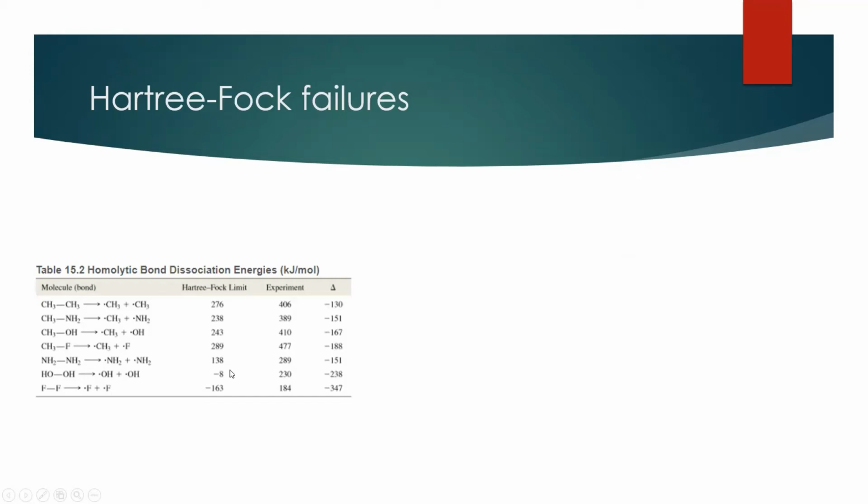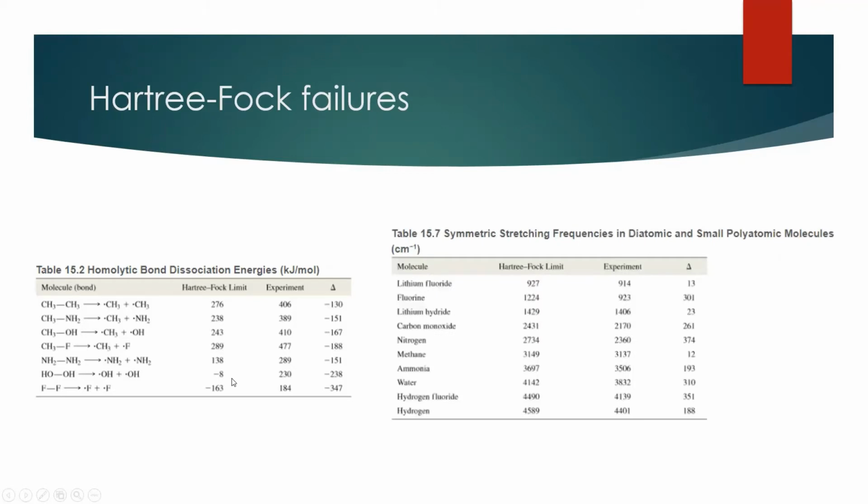Another thing that they're not super good at doing is figuring out stretching frequencies. I've done some of this in our class to get the frequencies, but we can see that they're off by a fair amount. Again, systematically increasing the frequency, predicting much higher than it actually would be. So with this, we can see that the Hartree-Fock model can be useful in some situations.